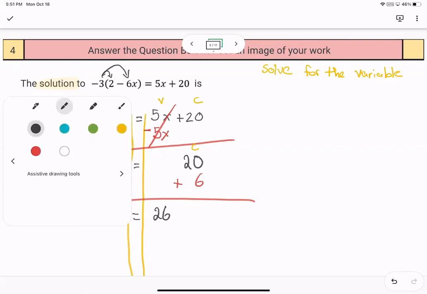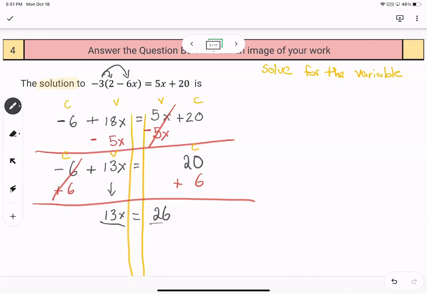If we divide 13 to both sides, 13x divided by 13 is 1x, or we can just say x, and that's equal to 26 divided by 13 is 2.